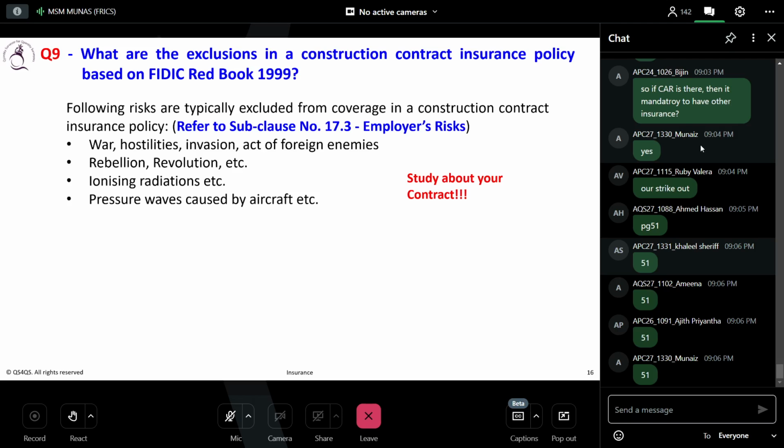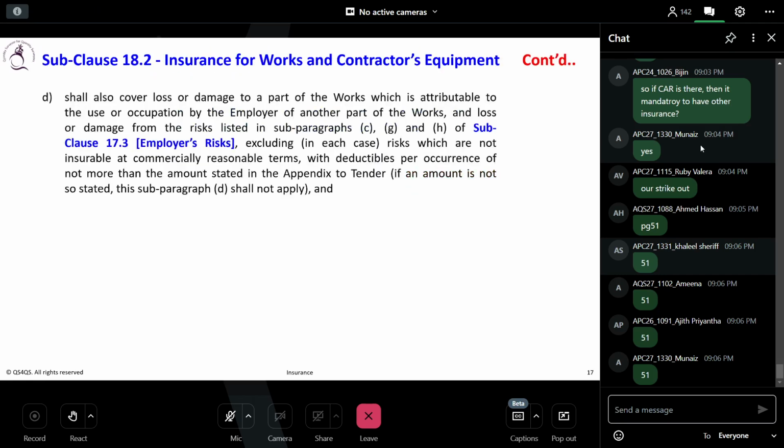Okay, this is exclusion from the contractor insurance. They don't care, all of them. It is the employer who wants to take care. So you have to make sure what your exclusions are in your contract. Okay. Now let's go back to 18.2.